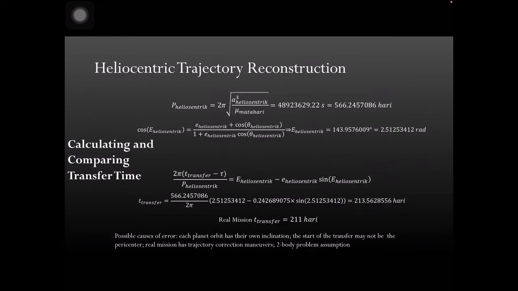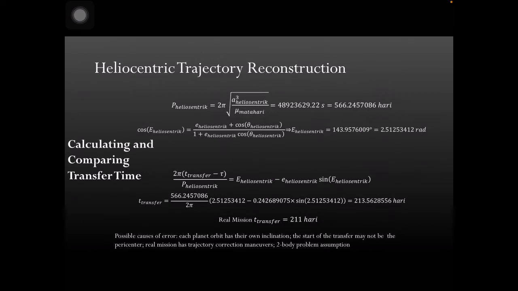Then, to calculate the transfer time, Kepler's third law will first be implemented to calculate the period of the heliocentric trajectory, followed by the eccentric anomaly from its relation to the true anomaly. After that, Kepler's law is used to calculate the transfer time, which yields around 213.5 days, compared to the real transfer time of 211 days.